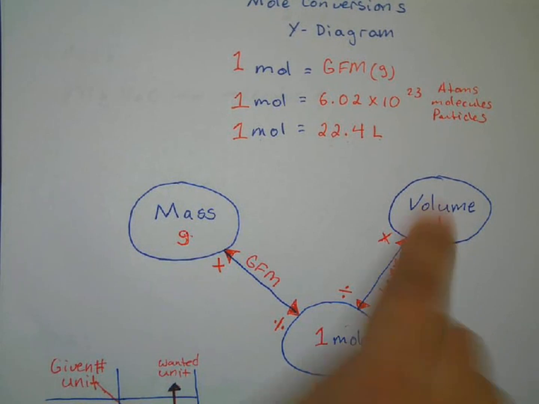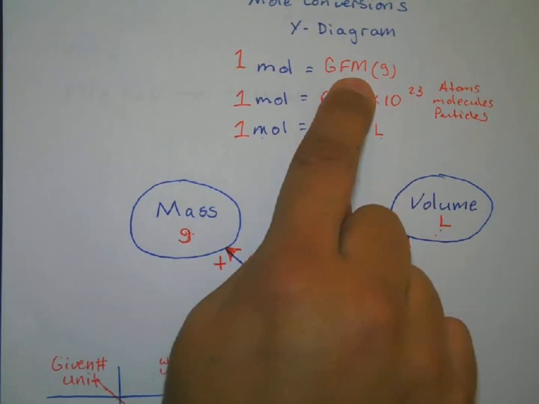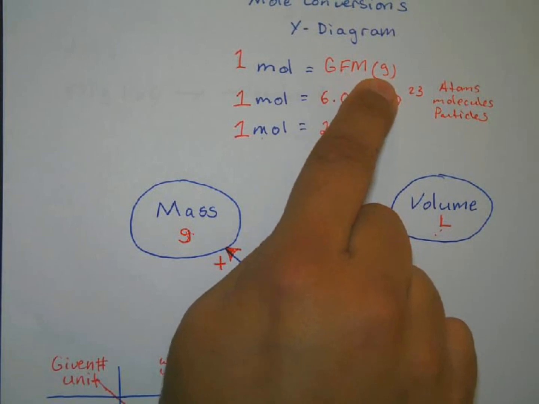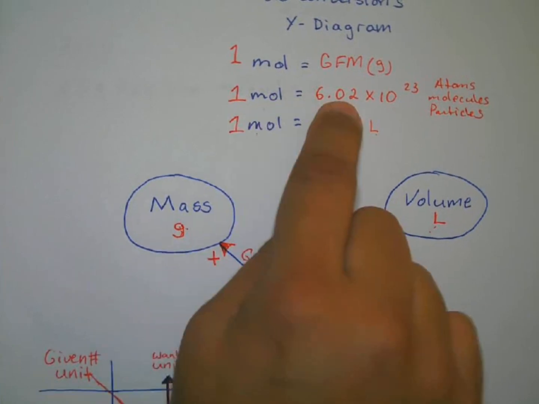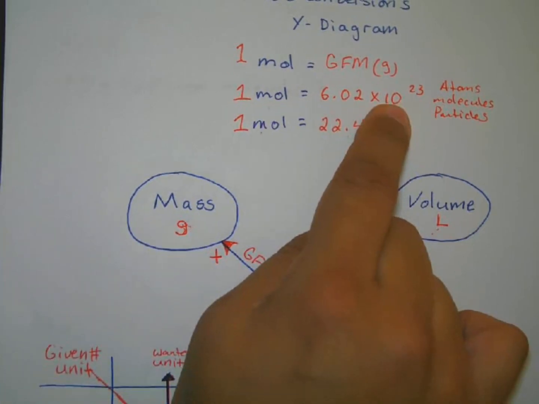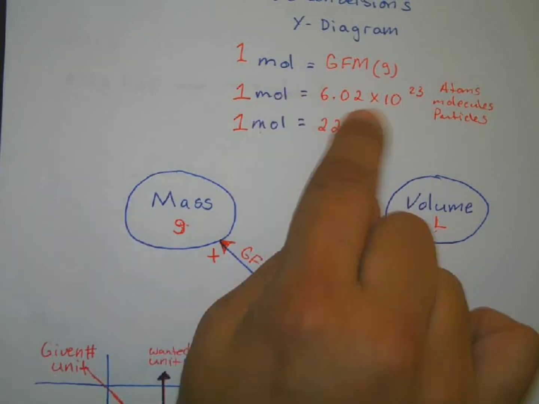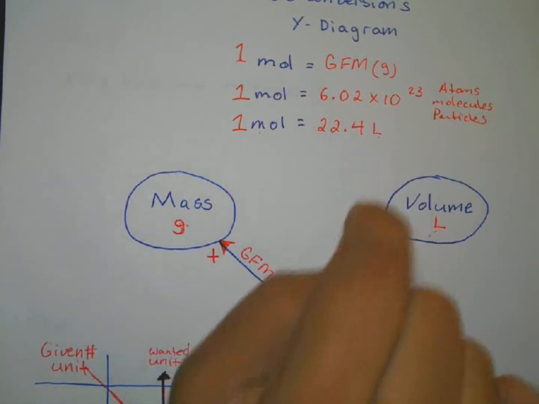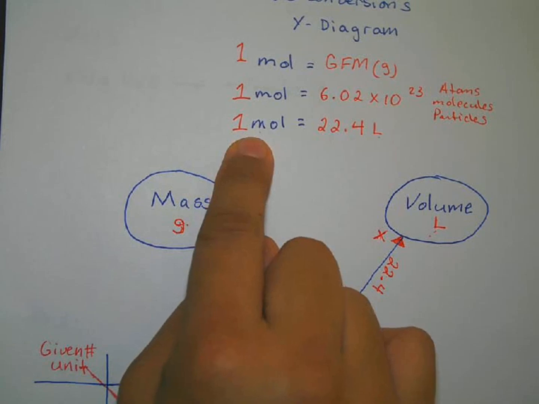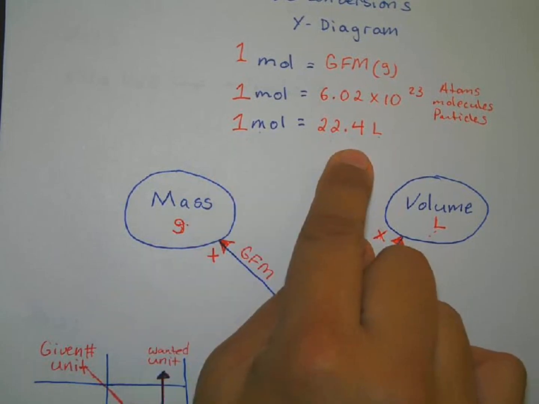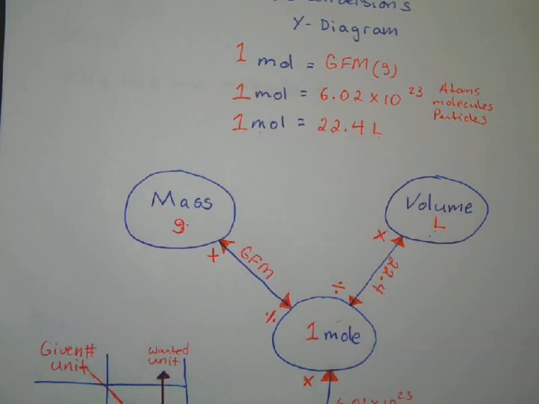Before that, we learned that 1 mole is equal to the molar mass, or GFM, in grams. That's when you break apart the compound and add up all its weights from the periodic table. 1 mole is equal to 6.02 times 10 to the 23rd. That's a "how many" number. Just like a dozen equals 12, a mole equals 6.02 times 10 to the 23rd atoms, molecules, and particles. We also learned that 1 mole is equal to 22.4 liters at STP, standard temperature and pressure. Don't worry about STP. Everything you do is at STP, so you can just use 22.4.